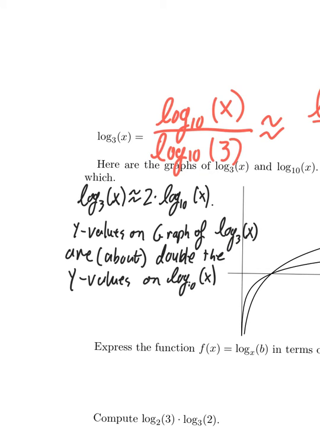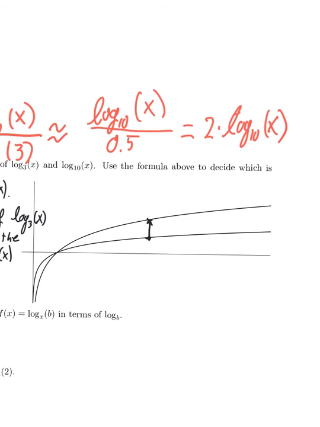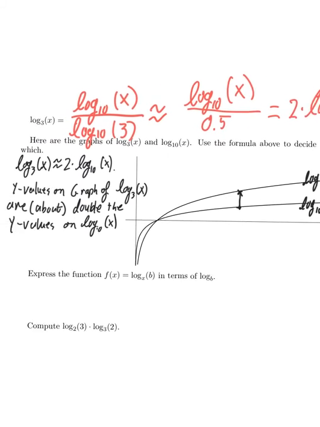And let's just take that fact and interpret it. So right here, I'm telling you that one of these is the log base 3 of x, the other one is the log base 10 of x. I know that the log base 3 of x is the one that has y values that are double the other one. So it looks like this one has smaller y values. If you go from there to there, it looks like you're doubling. So then it must be that this one is the log base 10 of x, while this one is the log base 3 of x. Very good.